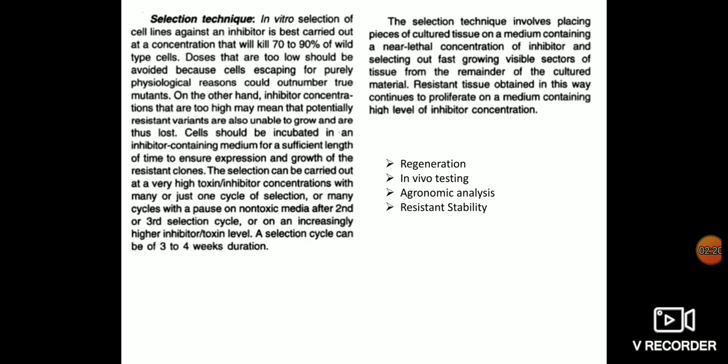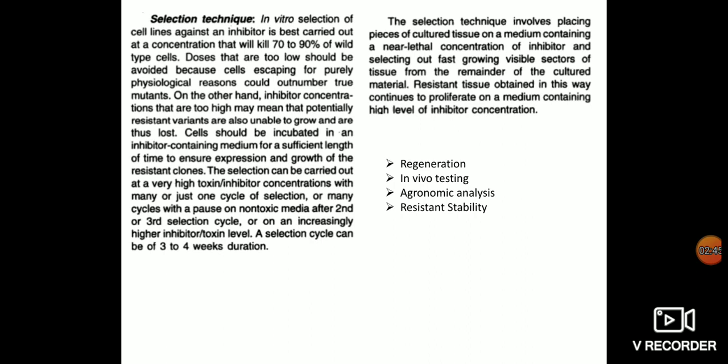Only by this method can it be determined whether the resistance is due to a mutational event or an epigenetic adaptation by culturing the cells to the toxin. The adaptation may be a temporary epigenetic adaptation, or it may be a permanent mutational event, whatever it may be. That should be screened with the help of in vivo testing.